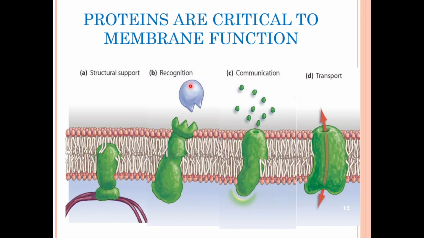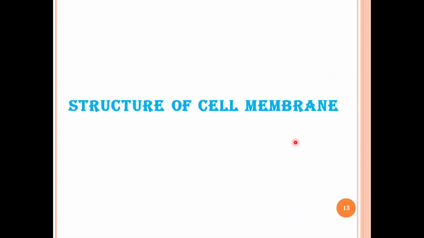B is the recognition protein. See, the lock and key model is here, and it is transmembrane. From the inner layer to the outer layer it is present, and that type of protein is the recognition protein. This is the transmembrane protein, which helps in communication, and this is also a gate channel protein, which helps in transportation. So structural support, recognition, communication and transportation are the functions performed by the proteins present in the plasma membrane.